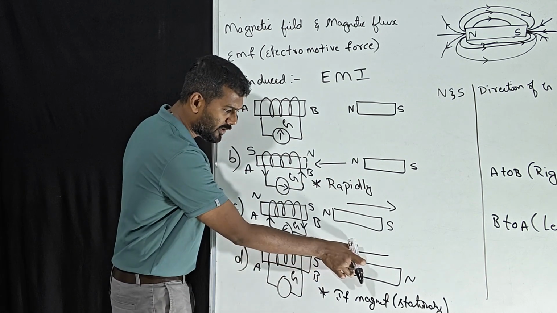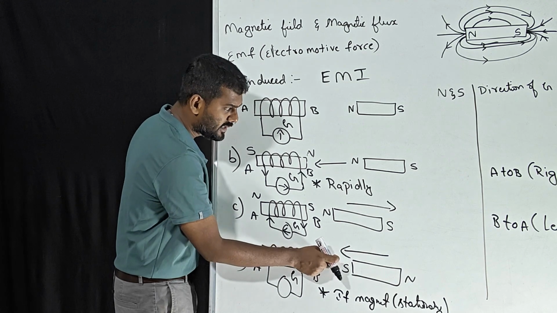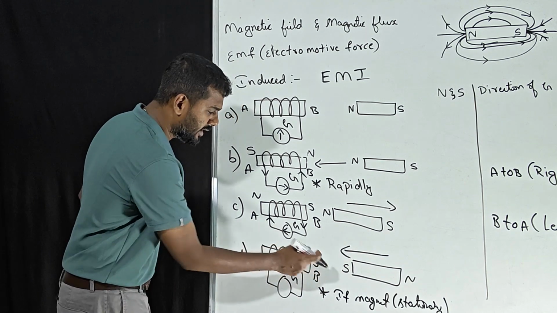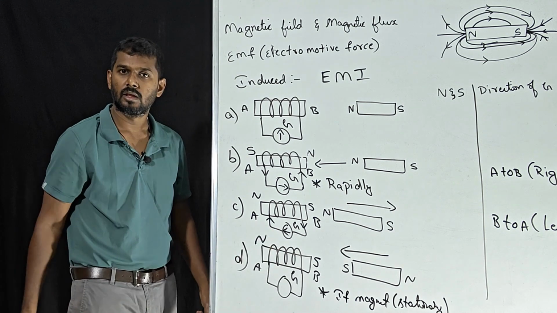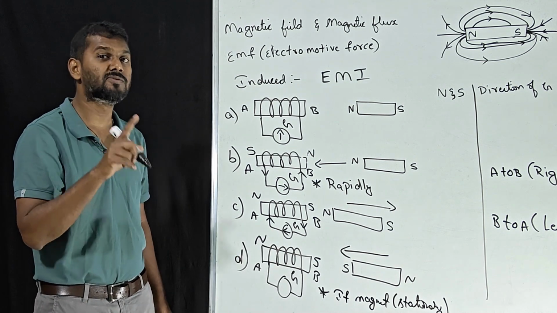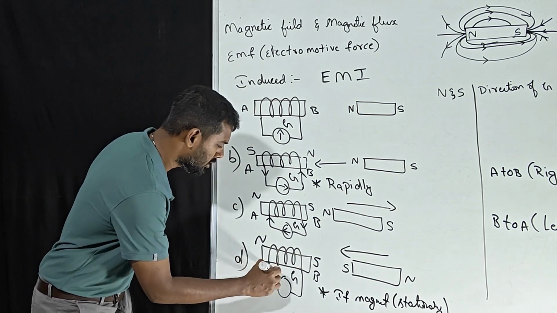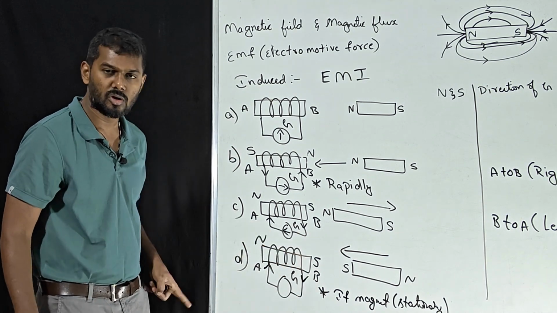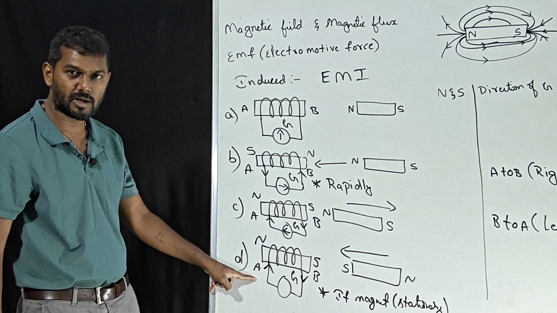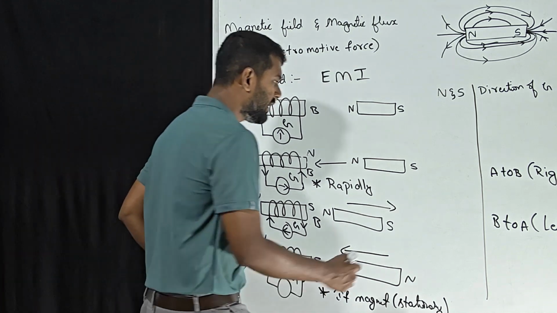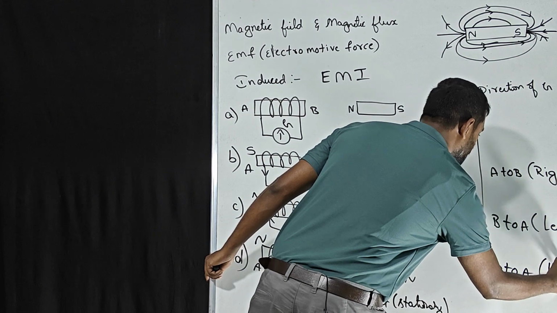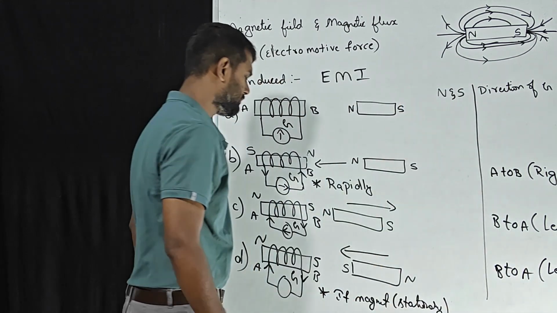Here also we are moving towards, correct? So whatever the south pole we have, the same pole we get here, and this side will be north. And we know current always flows towards north from south. Always current flows from south to north. So in this diagram, D, what is the direction of current? It is again B to A towards left.